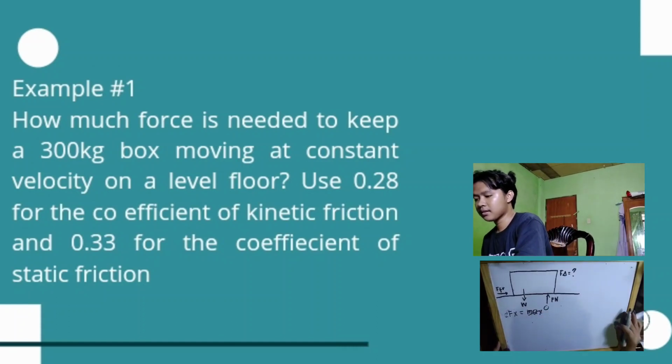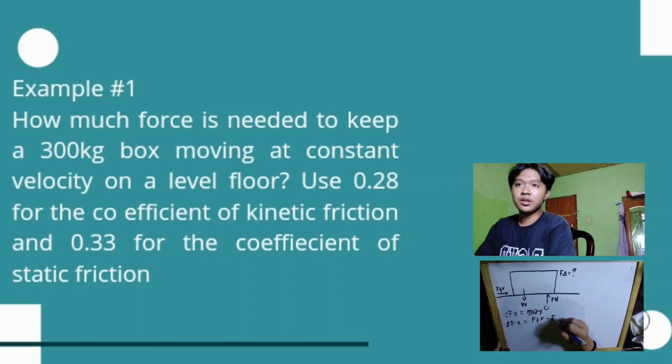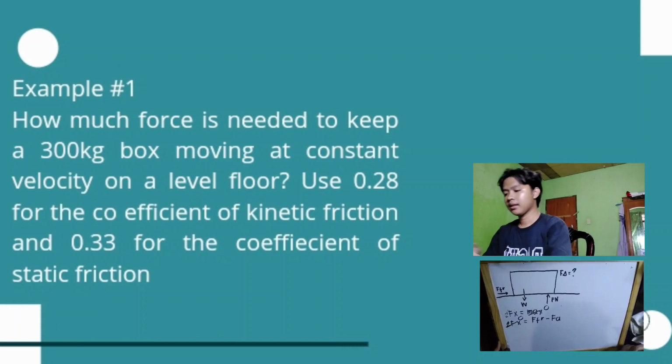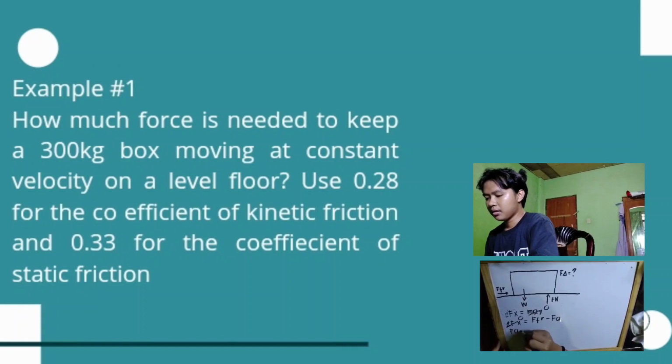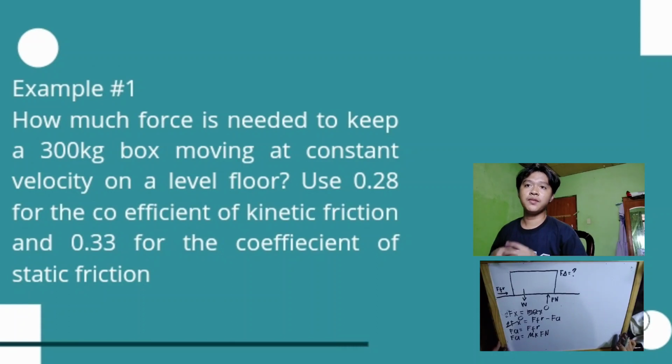So, summation of Fx is equal to friction force minus the applied force. This is 0 because we are talking about constant velocity. So, let's continue. Applied force is equal to friction force. So, applied force is equal to coefficient of kinetic friction multiplied by normal force. Since we are talking about motion, the friction coefficient we are going to use is the coefficient of kinetic friction.